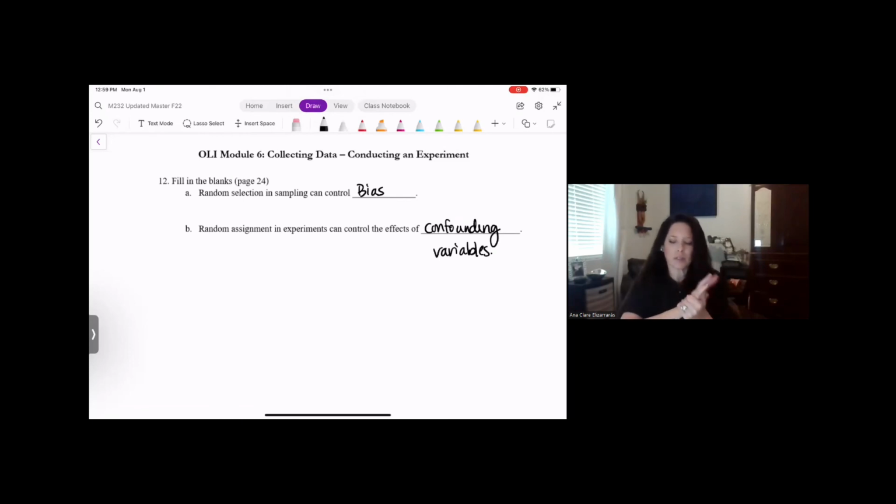Those types of questions. When we get into the next section, module 7, we're going to use StatCrunch to start calculating. We're going to start talking about shapes of distributions and getting into means and medians.